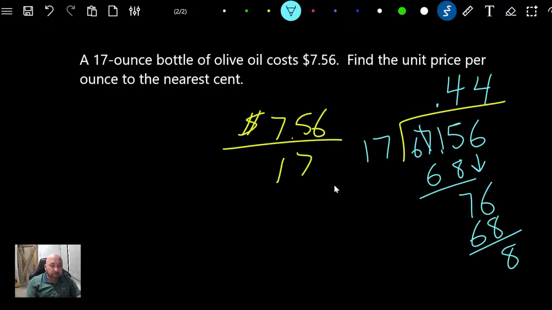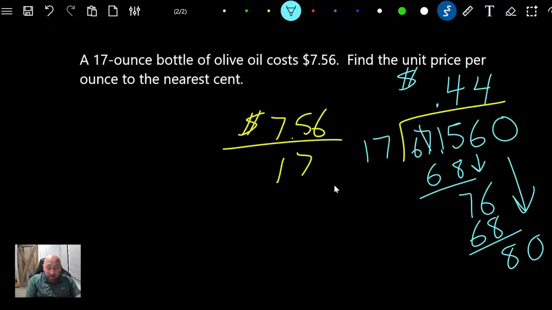Now, notice it says find the unit price per ounce to the nearest cent. You might be thinking, if this is dollars, I'm already to the nearest cent. But if we're rounding off to the nearest cent, we have to look at his next door neighbor. Remember, we can't just say it's 0.44. What if that next number is a 5 or greater? It's going to make that 44 go up to a 45 because we rounded off. So we need to do one more. We add a 0, bring it down, and we get 80.